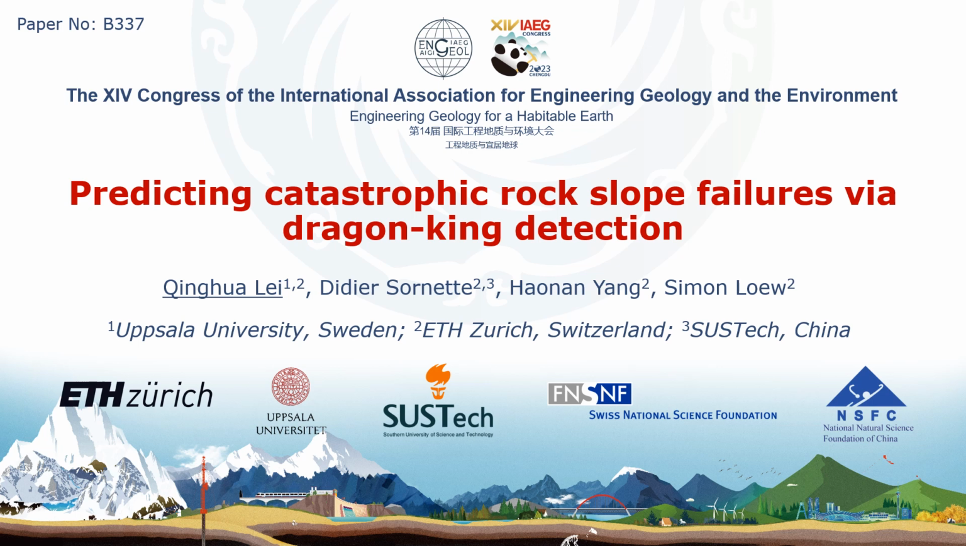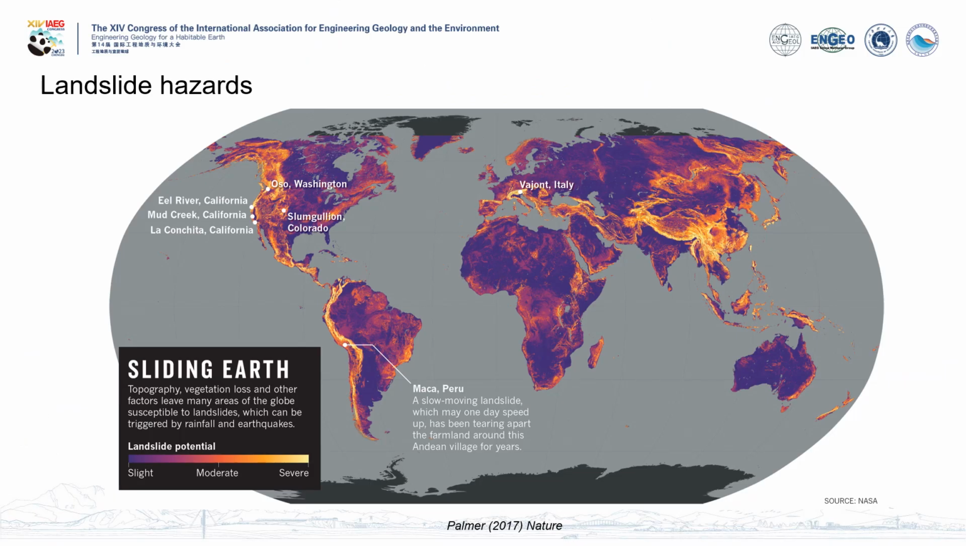Good morning, everyone. It's really a great pleasure for me to be here to give this talk about predicting catastrophic landslides. Here is a global view of landslide potential, from which you can see that we are really living on a sliding Earth. Nowadays, due to rapid population growth and global urbanization plus climate change, our human habitats are suffering from increased exposure to landslide hazards across the world.